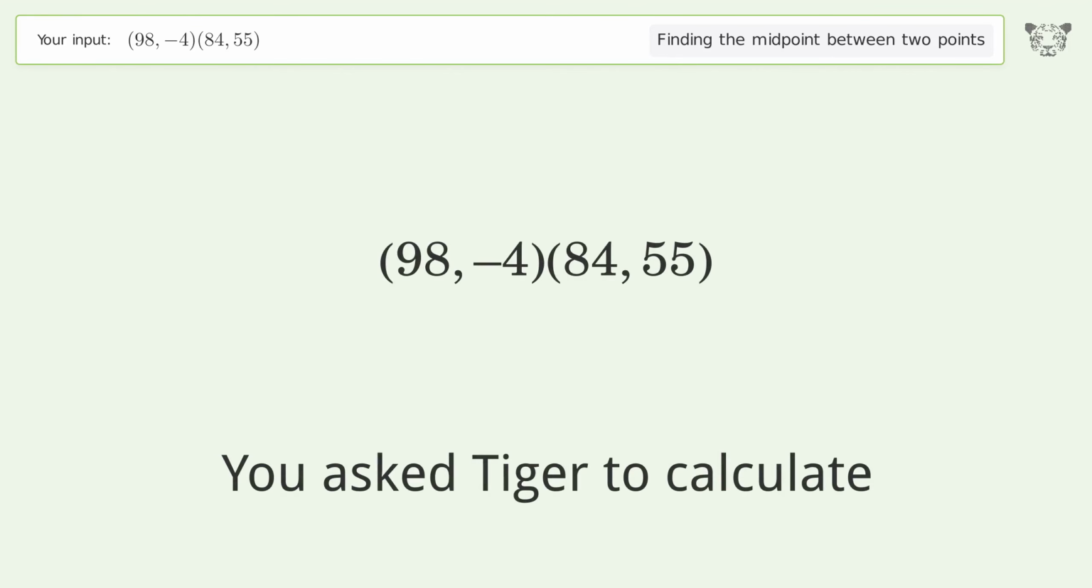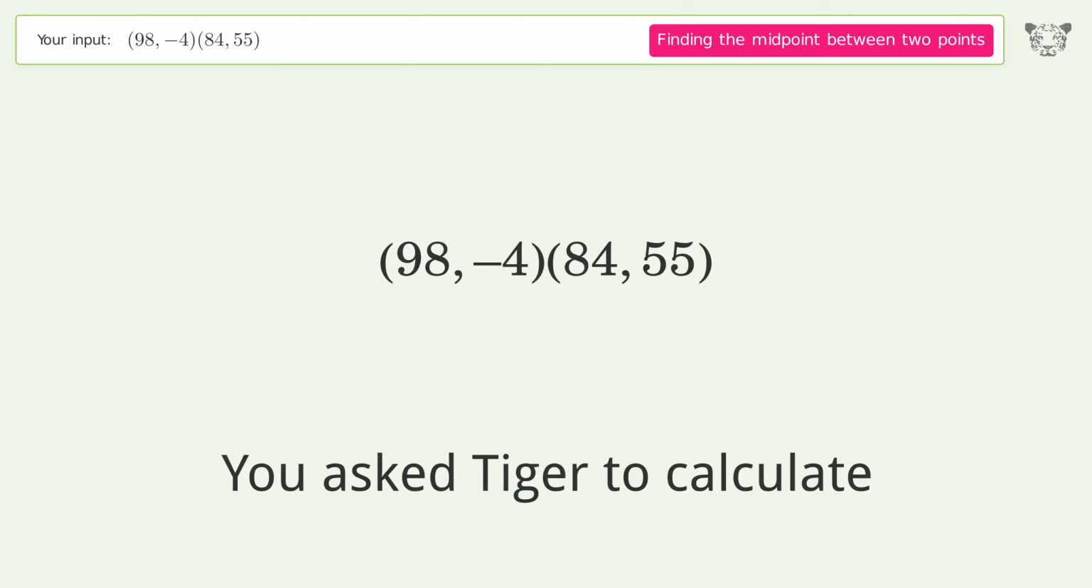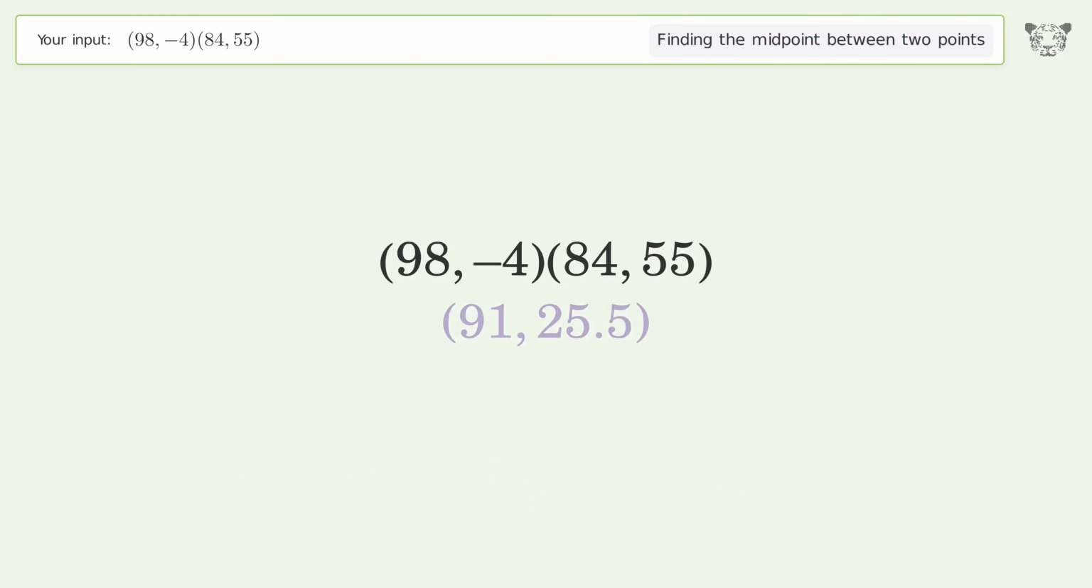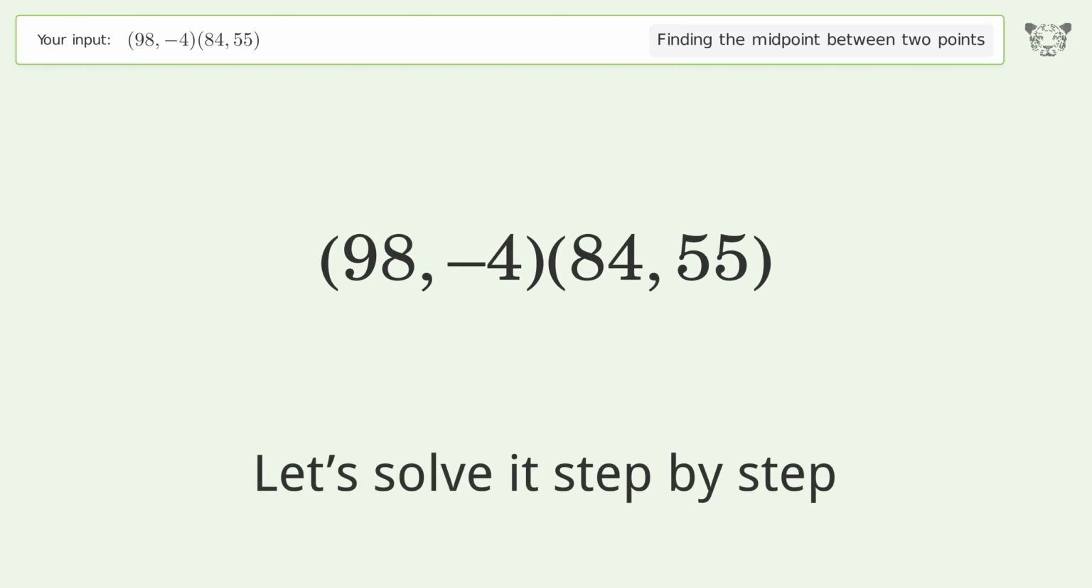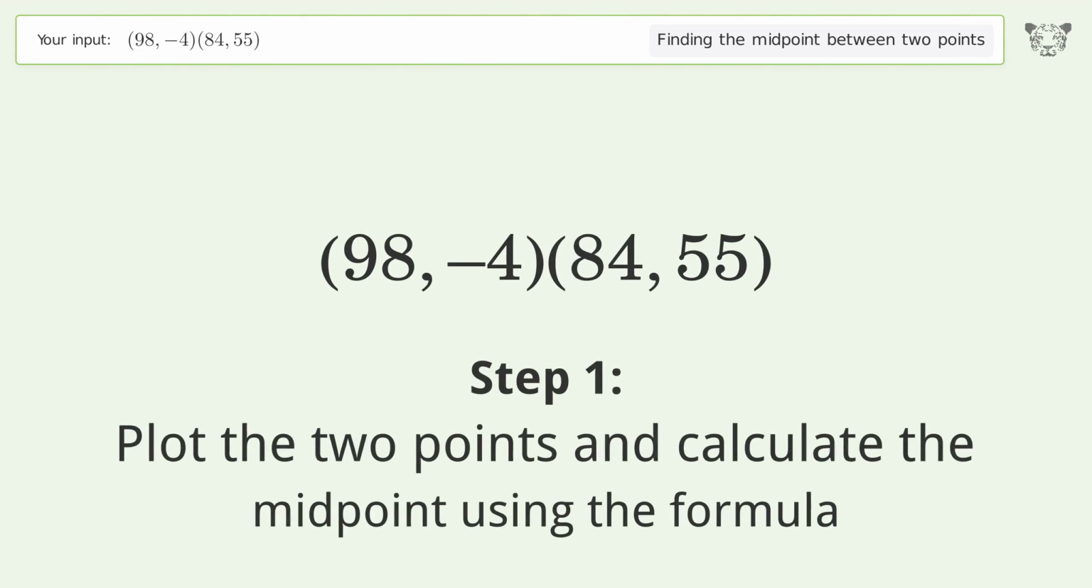You ask Tiger to calculate. This deals with finding the midpoint between 2 points. The midpoint between the 2 points is 91, 25.5. Let's solve it step by step. Plot the 2 points and calculate the midpoint using the formula.